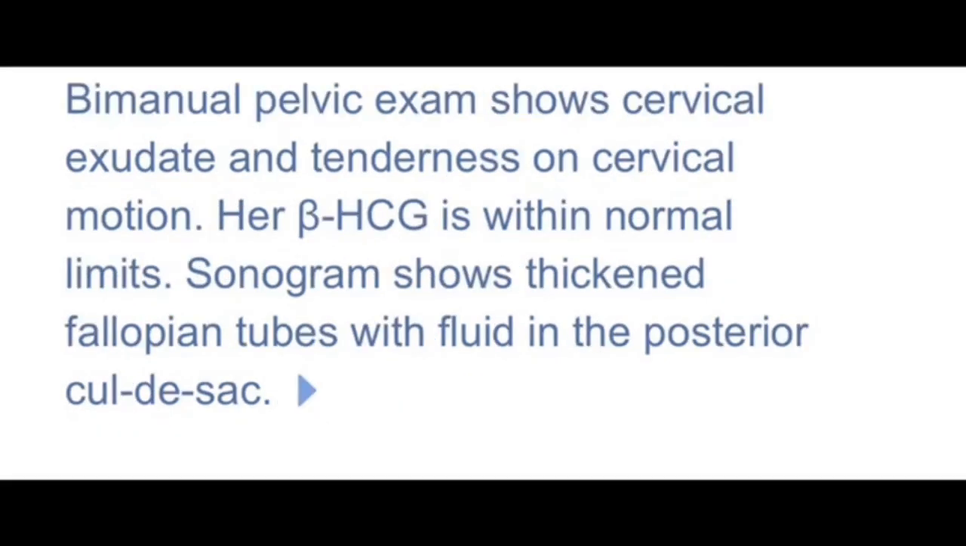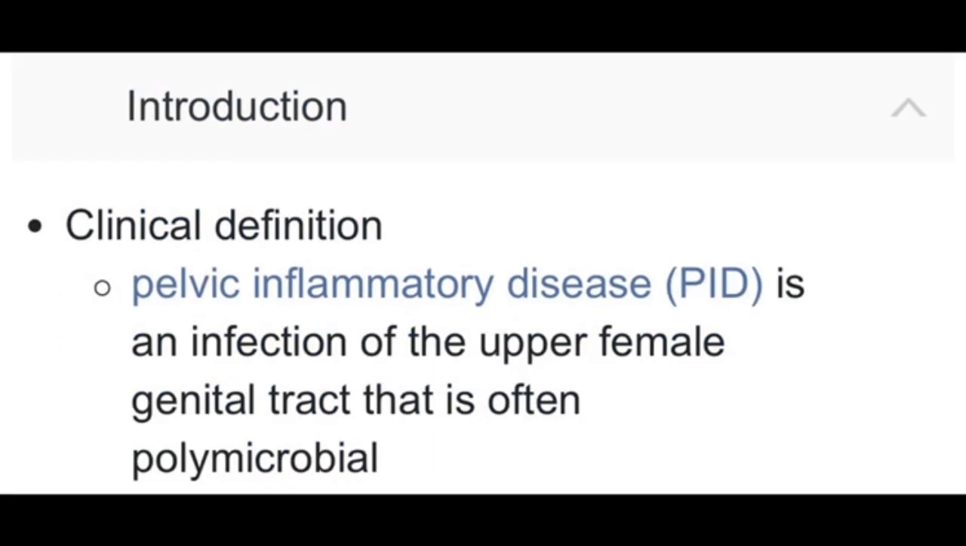Bimanual pelvic exam shows cervical exudate and tenderness on cervical motion. Her beta-HCG is within normal limits. Sonogram shows thickened fallopian tubes with fluid in the posterior cul-de-sac. This patient was diagnosed with pelvic inflammatory disease. Now let's get into the episode.